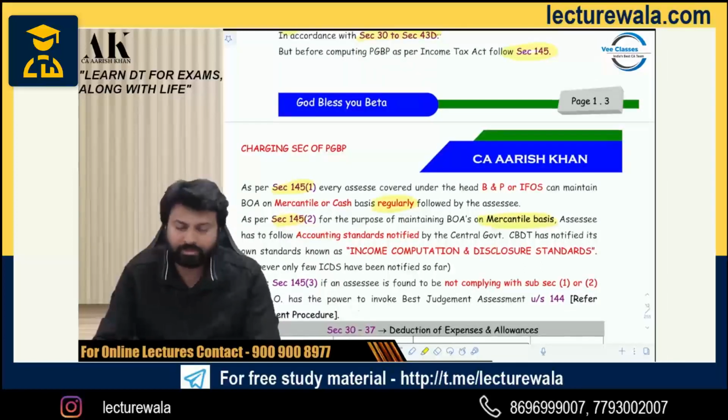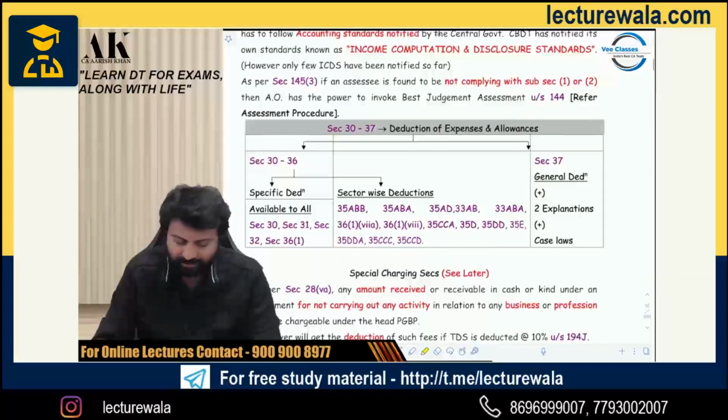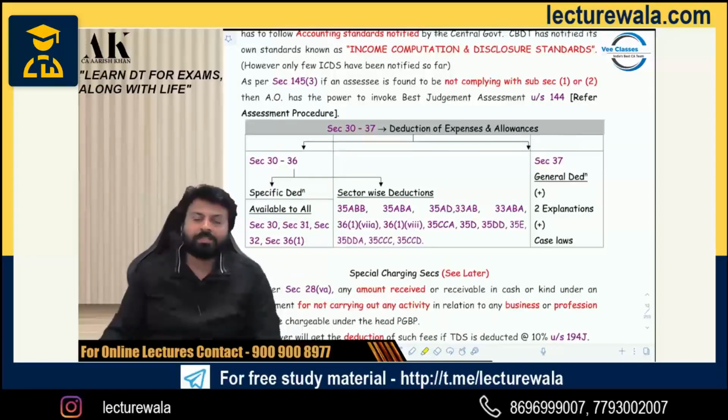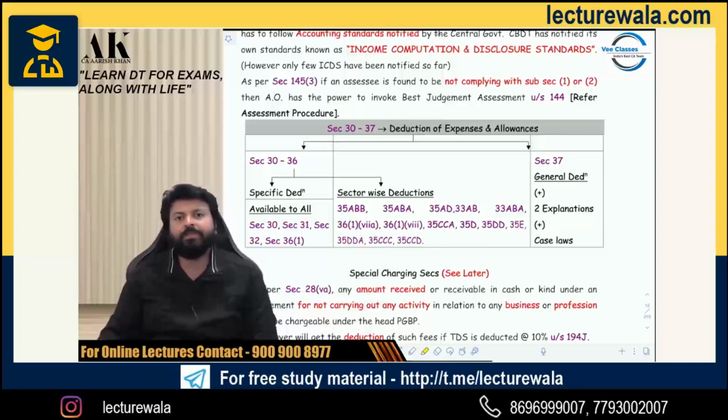So here completes your PGBP chargeability. And also how to compute PGBP income, which method you have to follow, and so on and so forth. Now our task will start. Which task? The bigger task, that is deductions and then disallowances. So first we'll be doing deductions in the next few lectures, including today's lecture, and then we'll be doing disallowances in the further lectures.